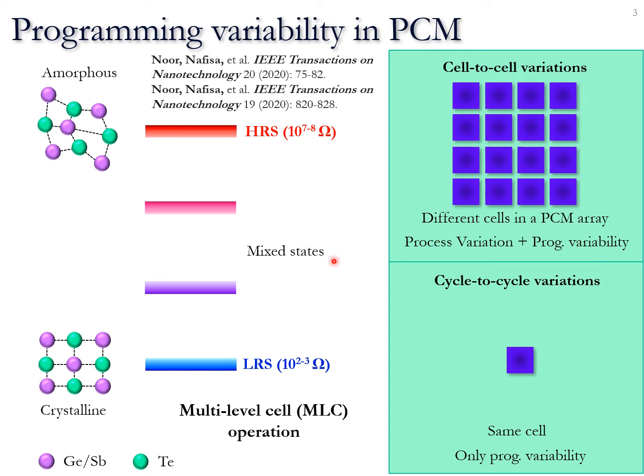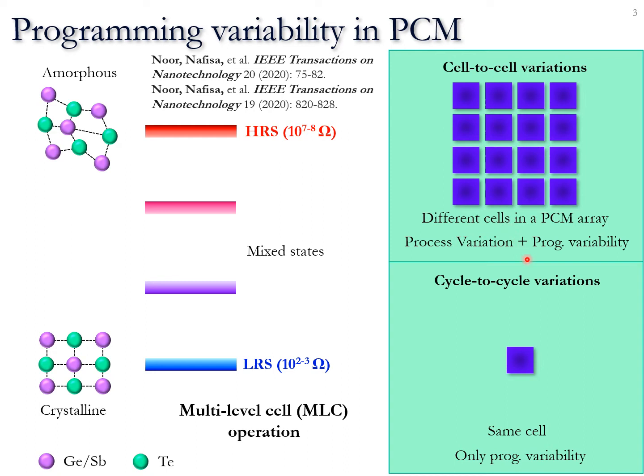So when we melt a cell and amorphize, this melting and quenching process itself has some variations inherent to it. Similarly, when we crystallize a cell from HRS to LRS, this crystallization includes the nucleation of small crystalline islands and their growth. So there are variations in the location of the popping up of the crystalline islands, and there are also variations in their growth. Hence, both amorphization and crystallization programming have inherent physical variation, which we are terming here the programming variability, an added term to the process variation.